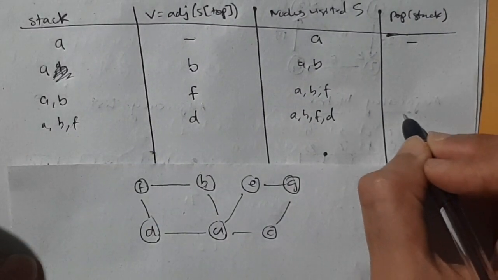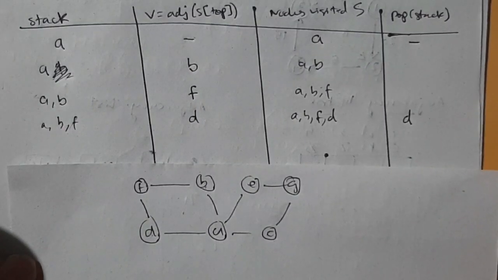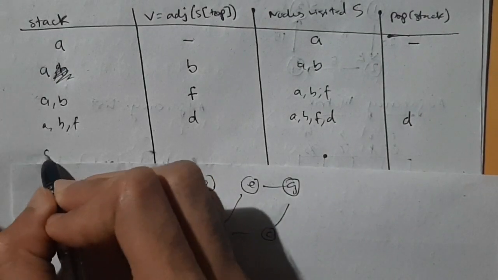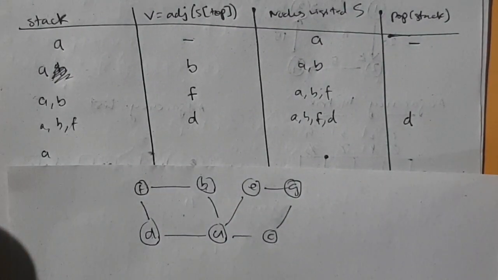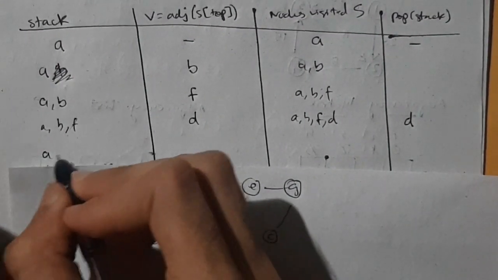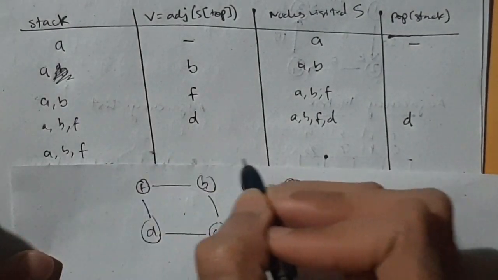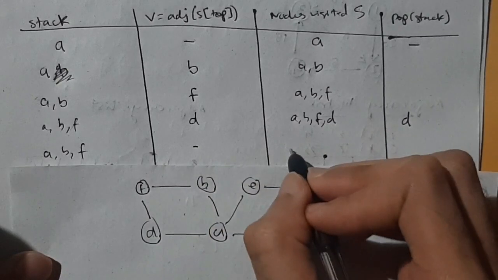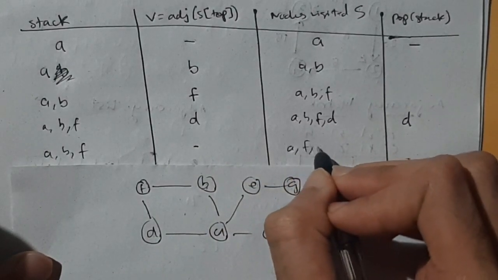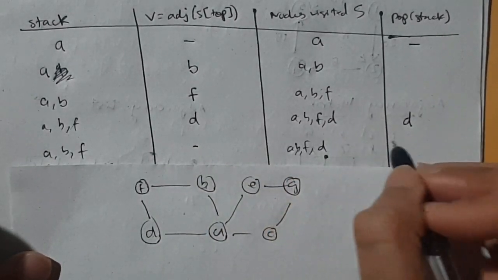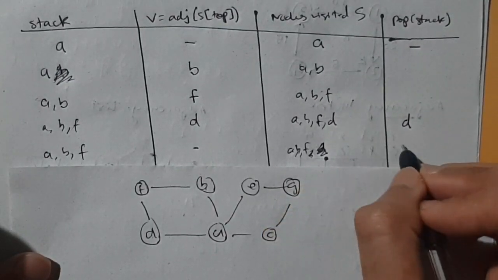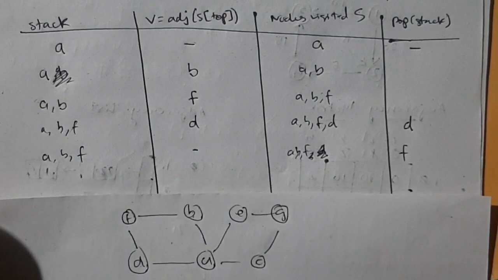Okay, when you will pop D here, what it will be here, A comma B comma F. Okay, now F has no adjacent node. Okay, means D is already visited, so this will be copied here, A comma B comma F comma D. Now D is already deleted, right? So F will be here. Now you will pop F.